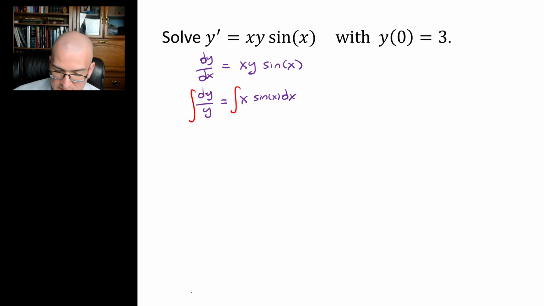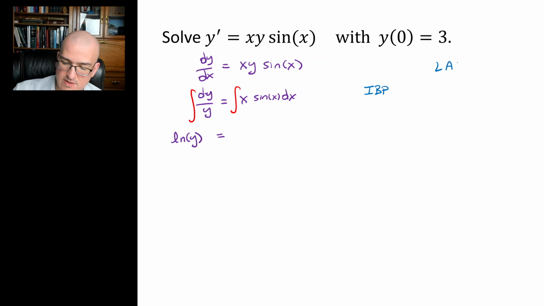We've done the one on the left a few times already. Antiderivative of 1 over y with respect to y is ln y. We'll pretend the absolute value thing is not a problem. How about the right-hand side? What method do we use? And the answer is integration by parts. IBP.